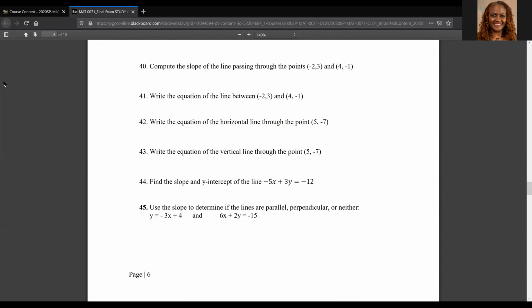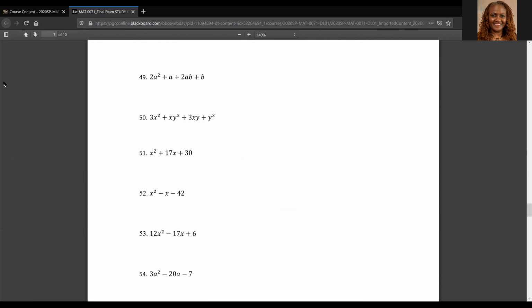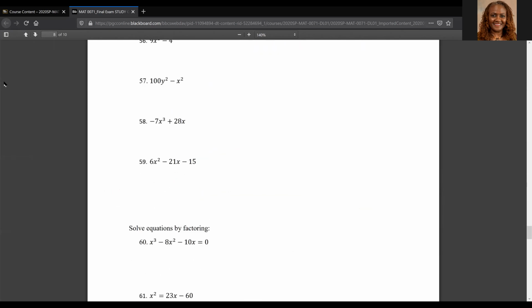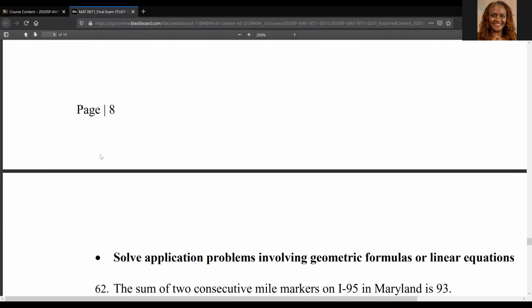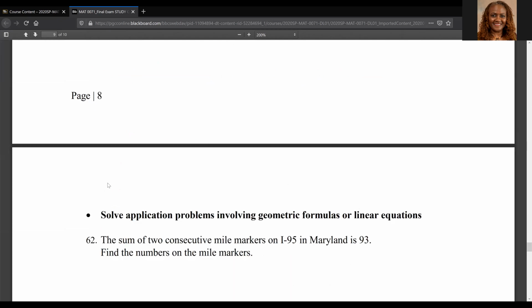Graphing is going to be on there. You have to do some graphing. That's definitely going to be on those. And I'm going straight to the application problems because they were asked. Okay, so let's look at number 62.